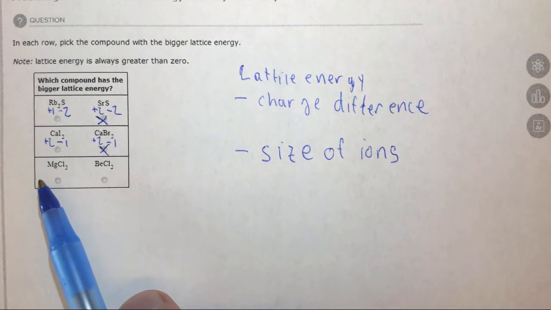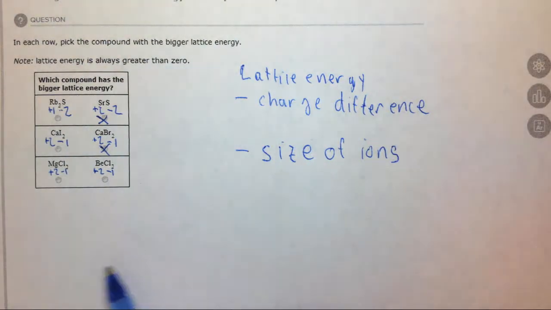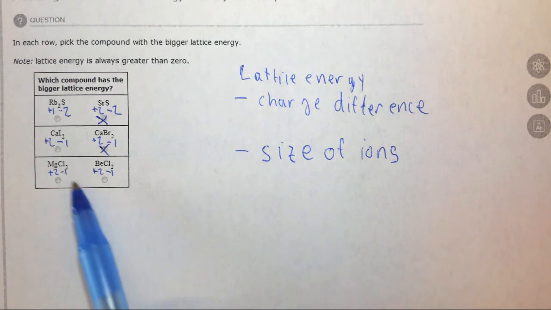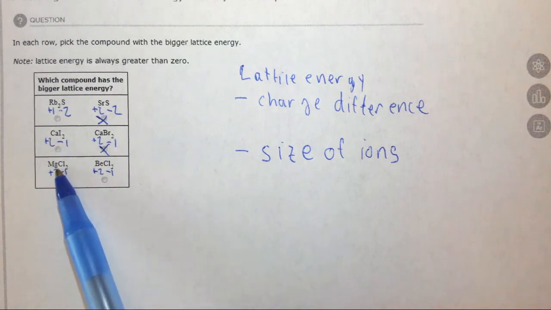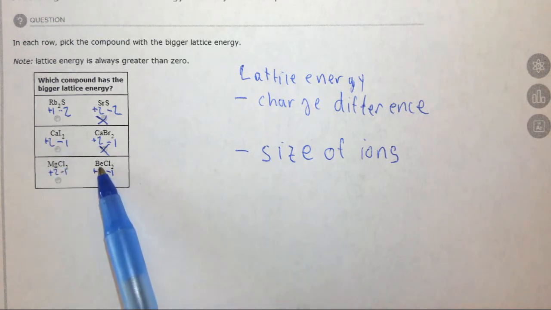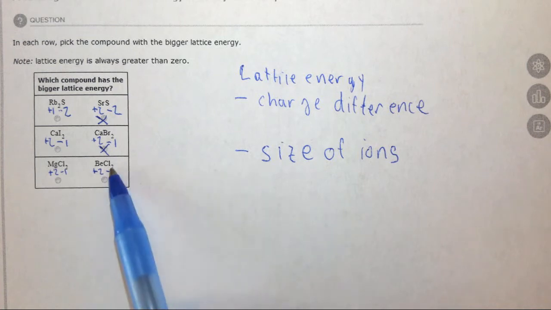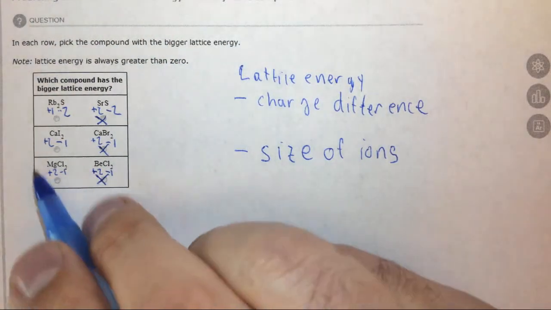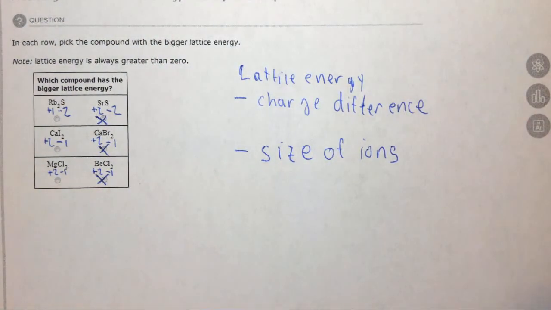In the last case, we have BeCl2, which is +2 and -1, and MgCl2, which is +2 and -1. In this case, again, we have the same charge differences, but magnesium is a larger ion than beryllium. It's one down on the periodic table. So again, we have the same charges, so we have to consider the size. And here, beryllium is smaller than magnesium, so it has a greater lattice energy.